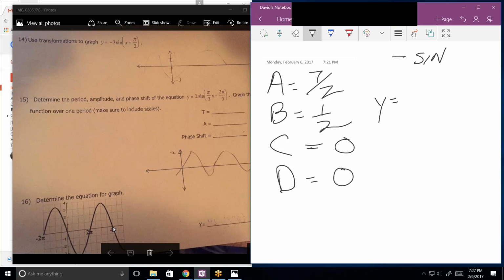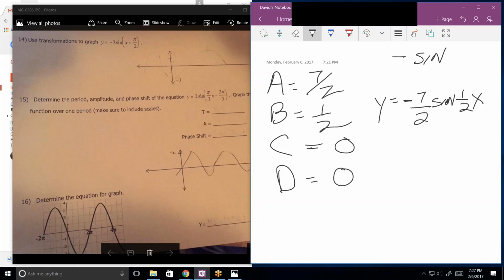Hold on. It's got to be a negative sine curve. Oh yeah, negative 7/2 sine of 1/2 x. Here we don't need parentheses. If there's no phase shift, you don't have to deal with parentheses. And notice B doesn't get affected by the parentheses, whether it's inside or out. The only thing that really gets affected by the parentheses is the phase shift. And there's our full equation because there's no phase shift and there's no vertical shift.